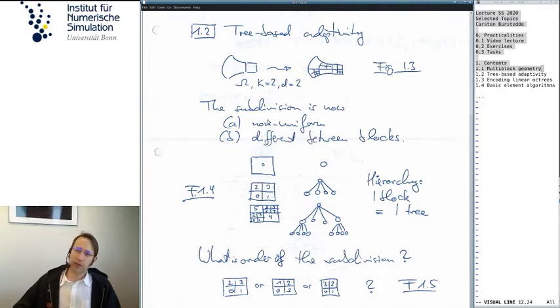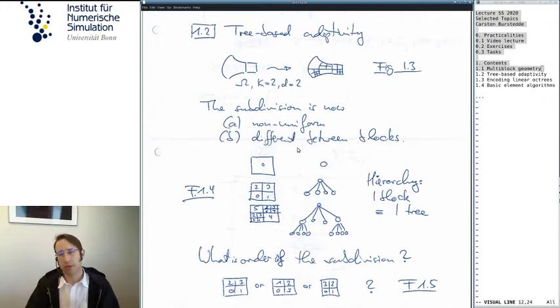So this means the subdivision is now non-uniform. Especially this means that different blocks have different refinements. So each block has its own refinement structure. For the purpose of the presentation here, it's enough for now to consider just one block and see how it works there, and later we can combine multiple blocks into the whole domain.